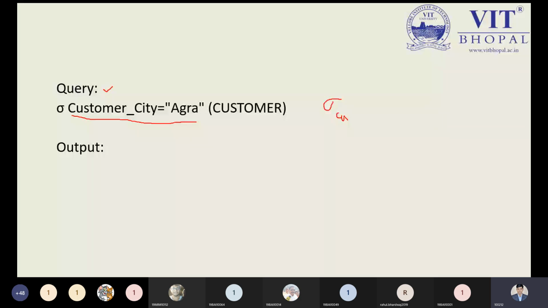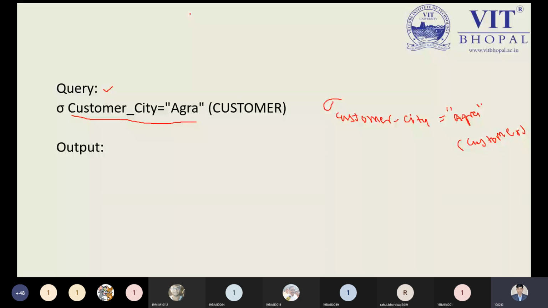So customer name will be like this one. Customer city. So what is the column or attribute I use? That is the customer city, and that should belong to Agra only. So this is my condition. I am selecting from customer. Only the condition predicate will be in the subscript area. This relation will not. Please keep in mind this one.